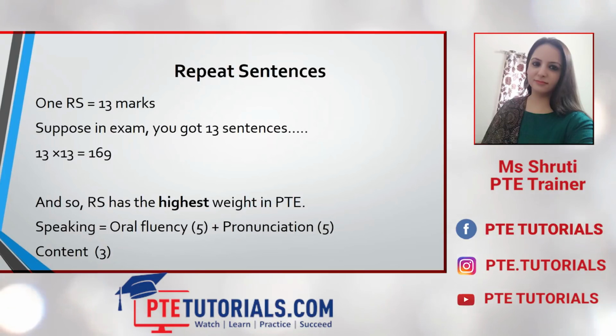Speaking score is equal to oral fluency plus pronunciation. 5 marks will be given to you if you are not taking unnecessary longer pauses in fluency, and for pronunciation if you are speaking each and every word correctly with clear pronunciation. So then there comes content. Content is 3 marks.